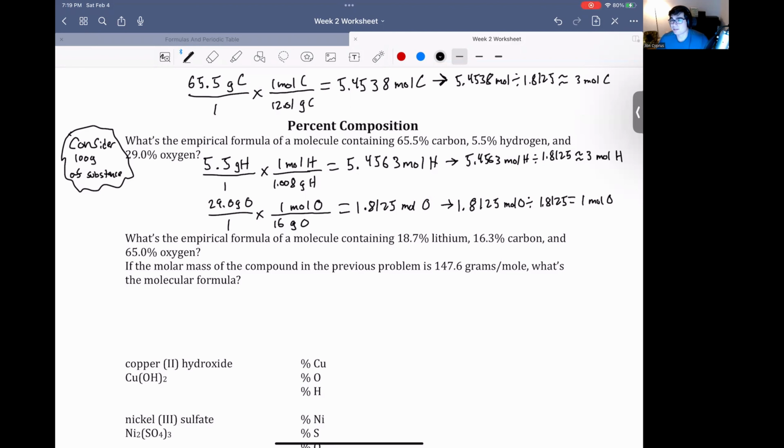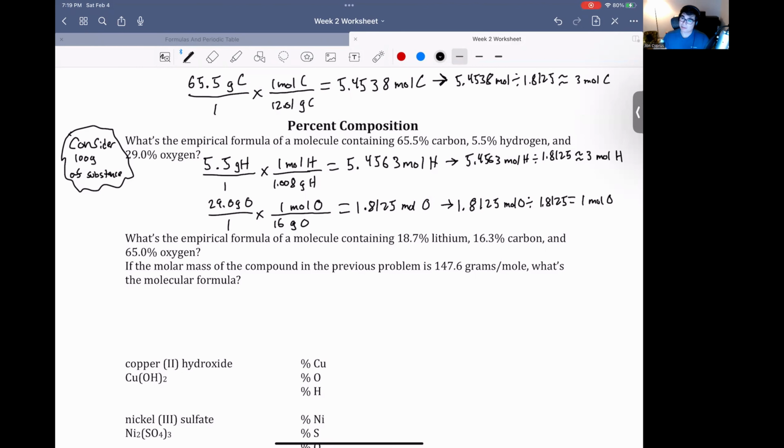So now that we have all these, what this is telling us is that for every 3 moles of carbon, we have 3 moles of hydrogen and 1 mole of oxygen. You could convert this into number of atoms and divide by the smallest number, and you're going to get the same thing. It's just an extra step I wouldn't recommend doing.